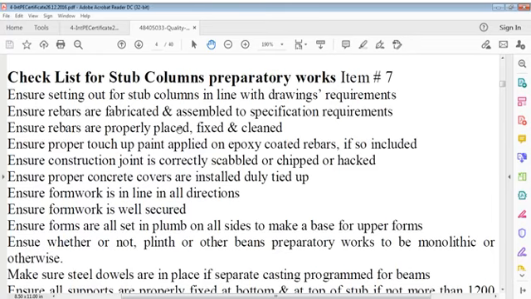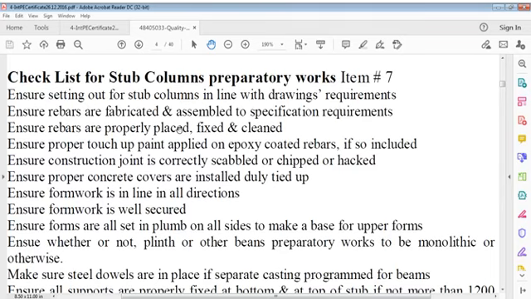Ensure proper concrete covers are installed, duly tied up. Concrete covers installed duly tied up means there should be no loose cover. It should be fixed between a bar to which it is fixed and the surface of shutters. It should not be loose, otherwise there is no meaning of this. It should be between the shutter's form surface and the bar. Otherwise it's meaningless.